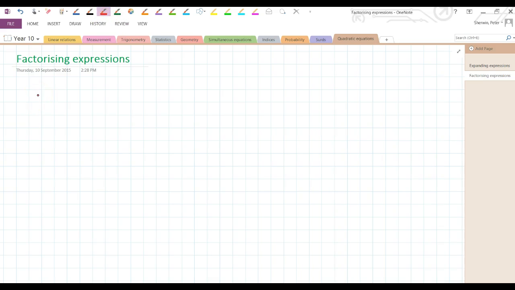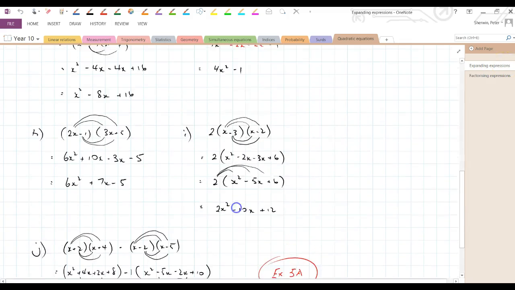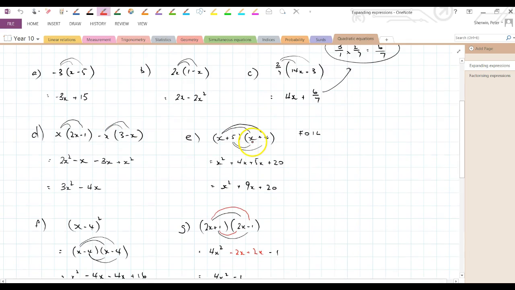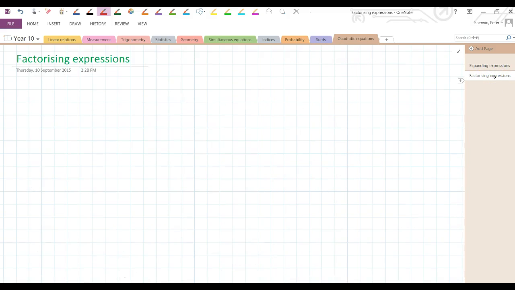You've all factorized before. It's the opposite of expanding. With expanding, we're taking bracketed expressions, which inevitably means this times this, this times this, and we're expanding them out, so we're getting rid of the brackets. With factorizing, we're putting the brackets back in. So they're the opposite operations of each other, really.